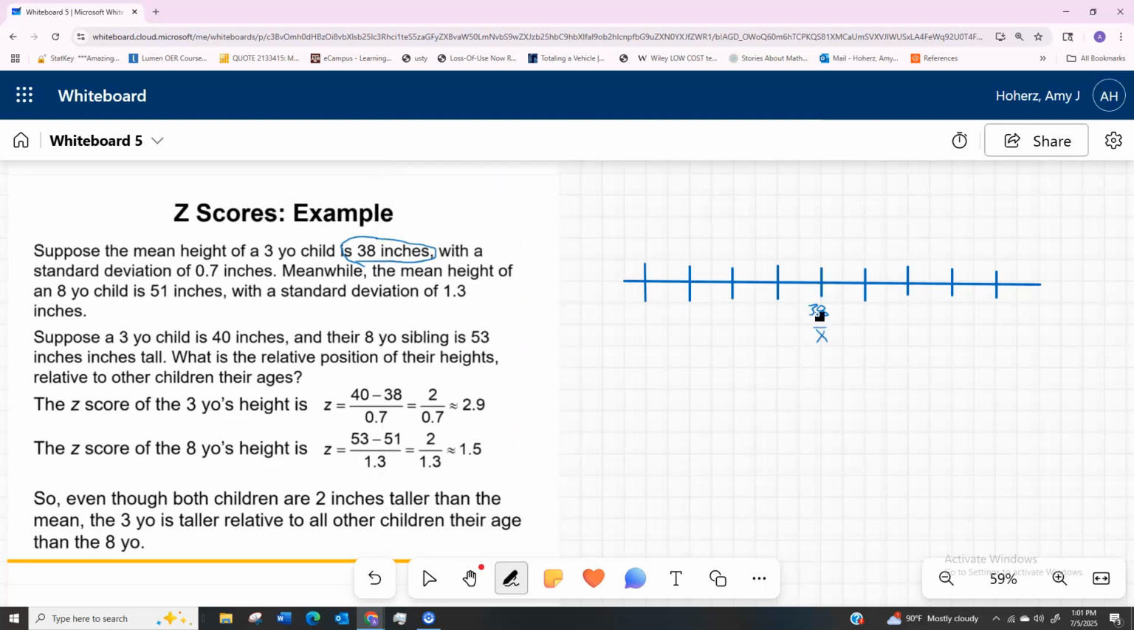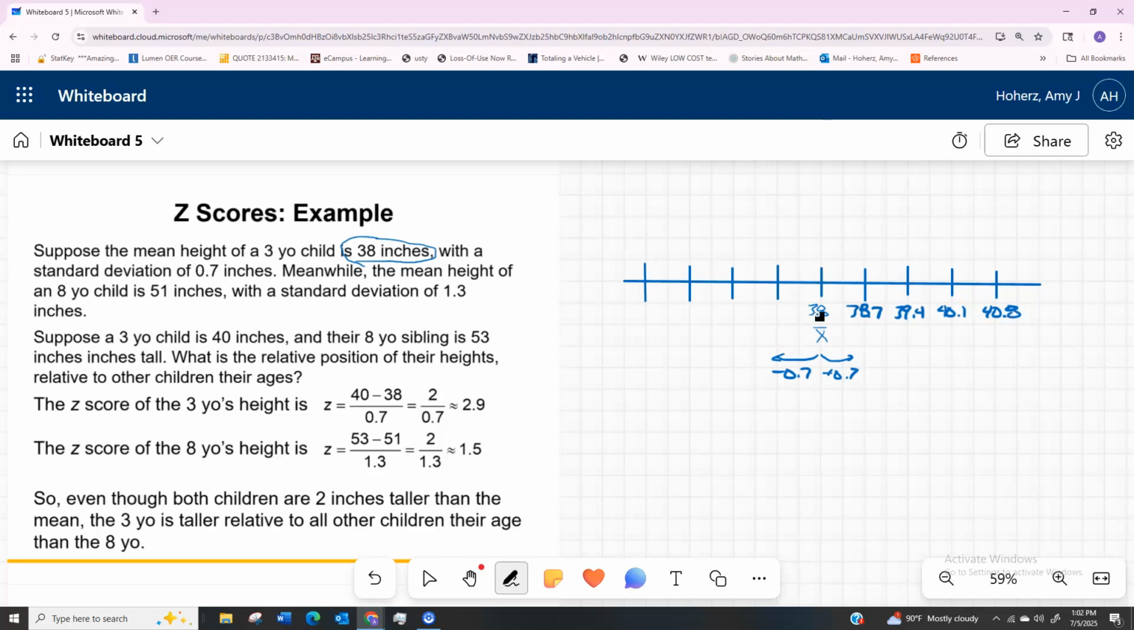And then we're going to add 0.7 as we go up this way, and we're going to subtract 0.7 as we go this way. So plus 0.7 and minus 0.7. So 38 plus 0.7 would be 38.7. And then the next one would be 39.4. And then the next one would be 40.1, and then we'd have 40.8.